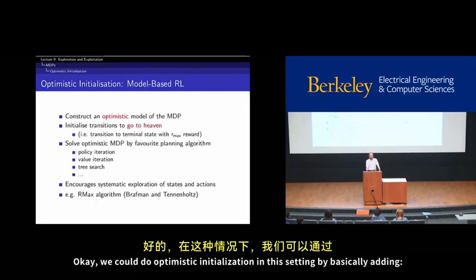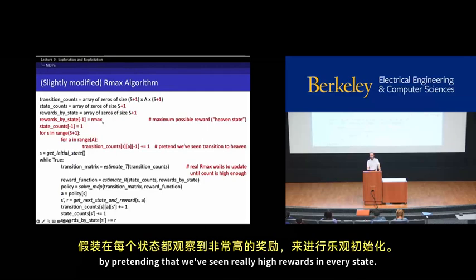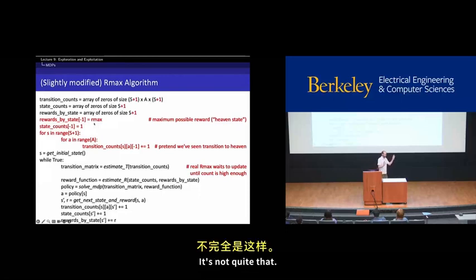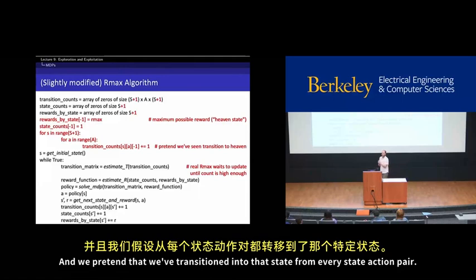Okay. We could do optimistic initialization in this setting by basically pretending that we've seen really high rewards in every state. Sorry, no. It's not quite that. There's one state that we pretend we've seen a really high reward in, and we pretend that we've transitioned into that state from every state action pair.